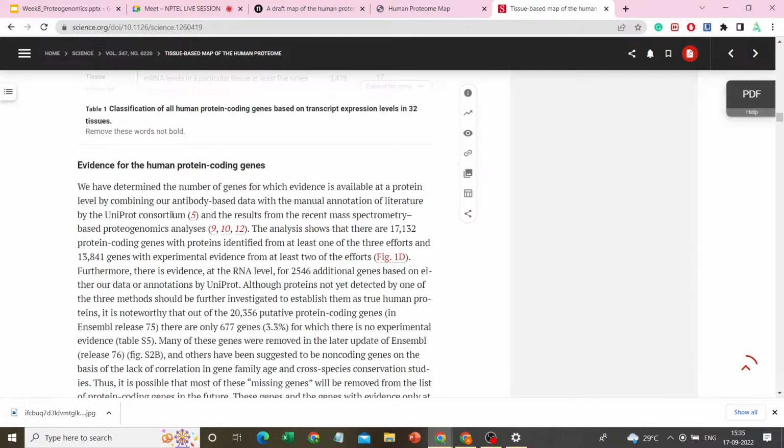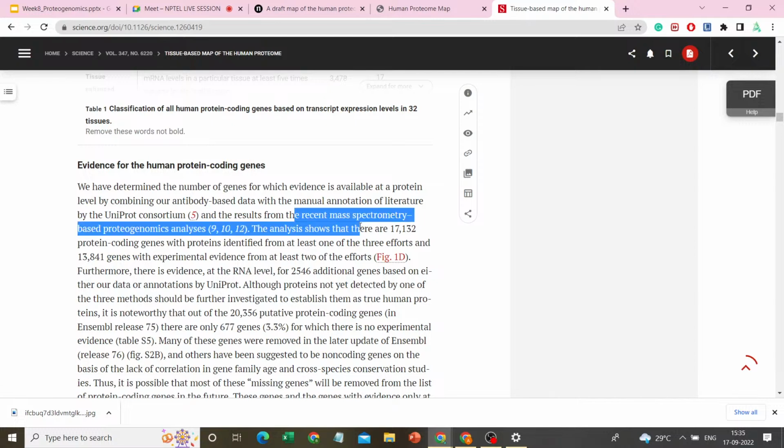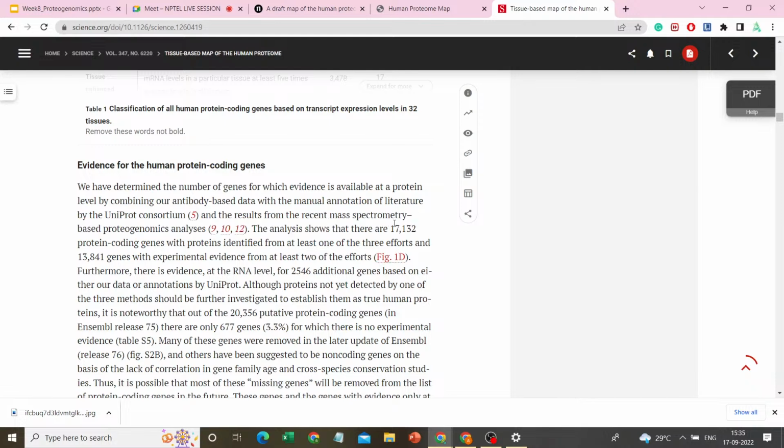We have determined the number of genes for which evidence is at the protein level by antibody based data with manual annotation of the literature by the UniProt consortium. So they combined their antibody based data with the manual annotation of literature of the UniProt consortium and the results from recent mass spectrometry based proteogenomics analysis. There are 17,132 protein coding genes with proteins identified from at least one of the three efforts.